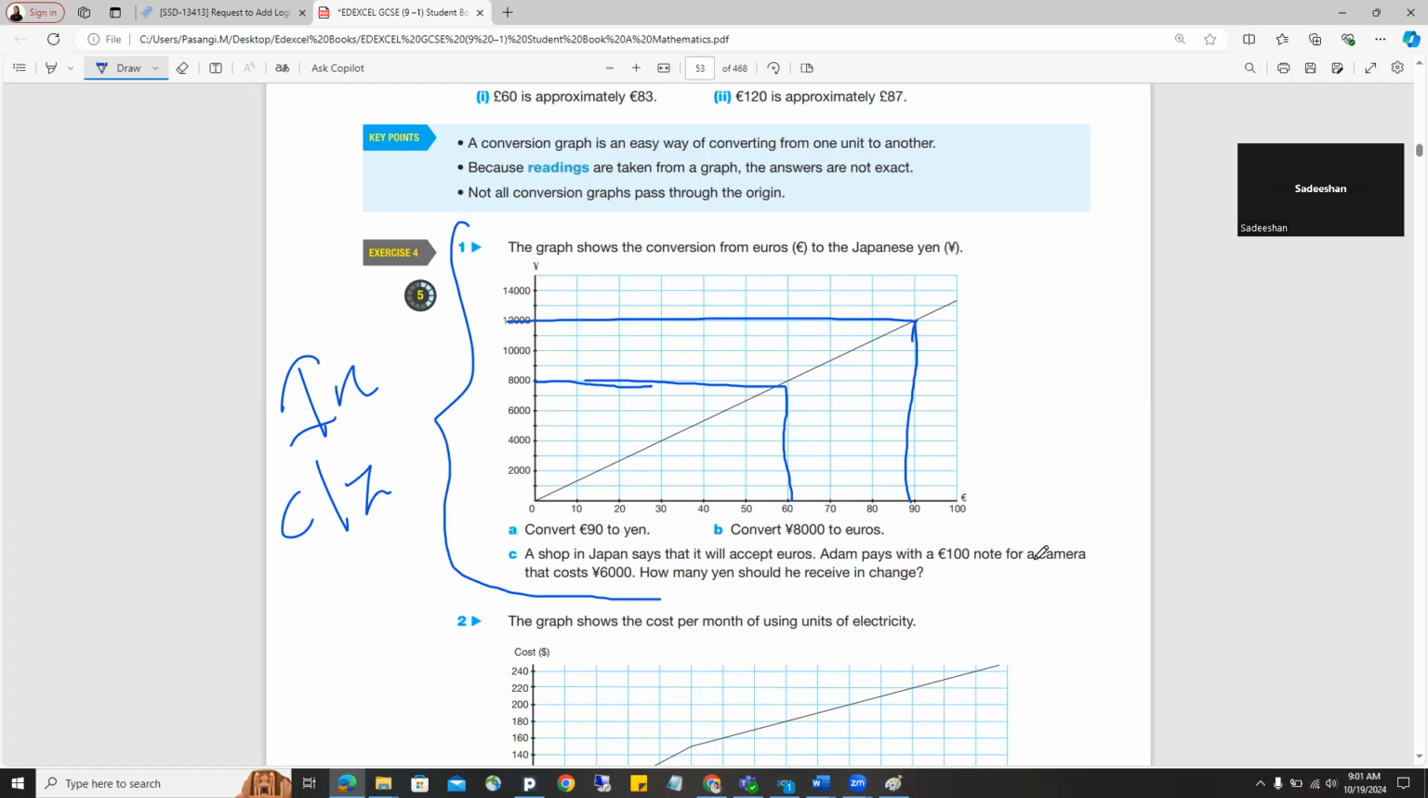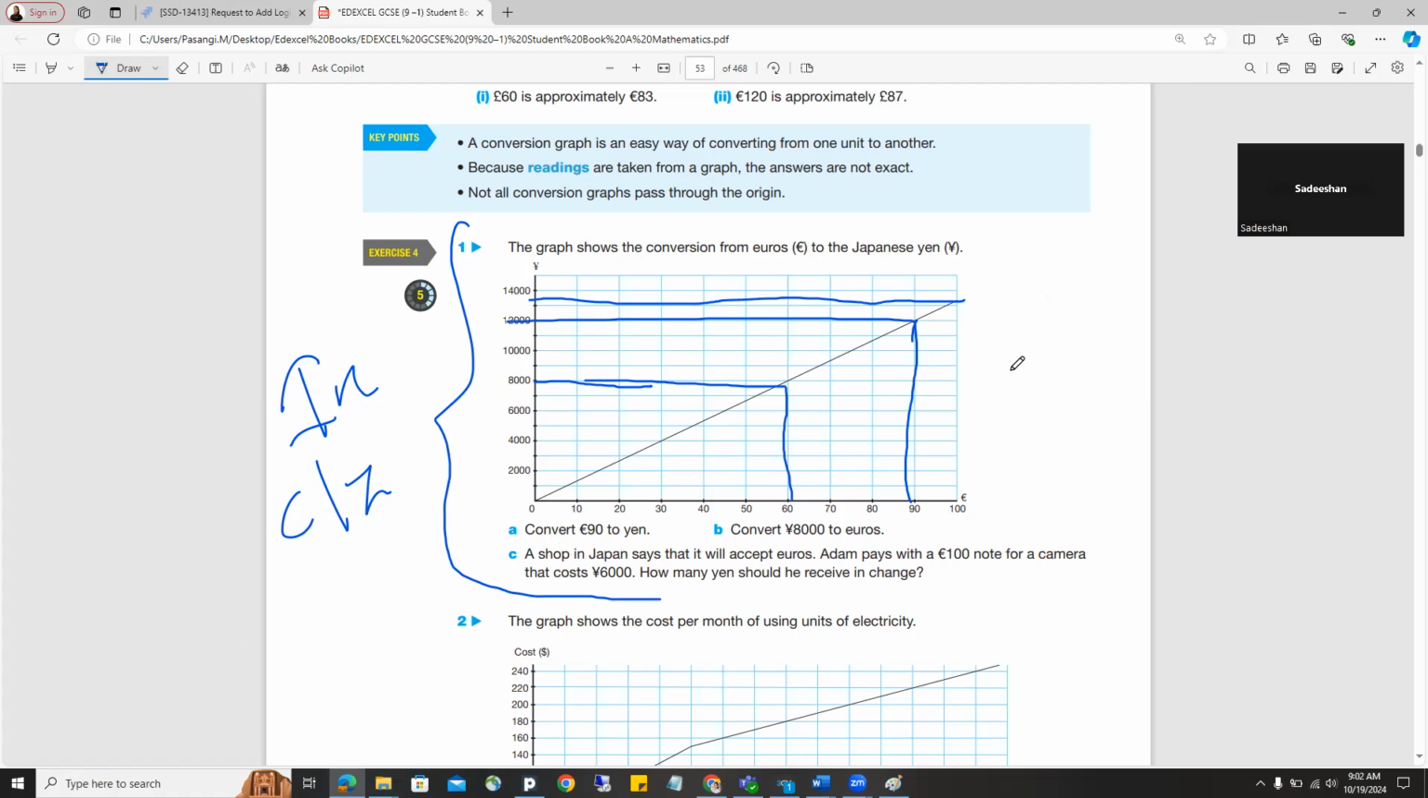Is it 40 euros? A shop in Japan says it will accept euros. Adam pays with 100 euros. So what is the value there for 100 euros? It will become 13,000 something. If you draw a horizontal line, it will become about 13,100 yen. So you can get it easily.